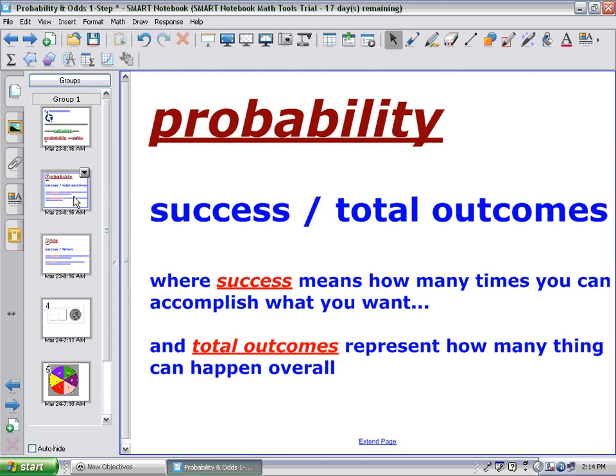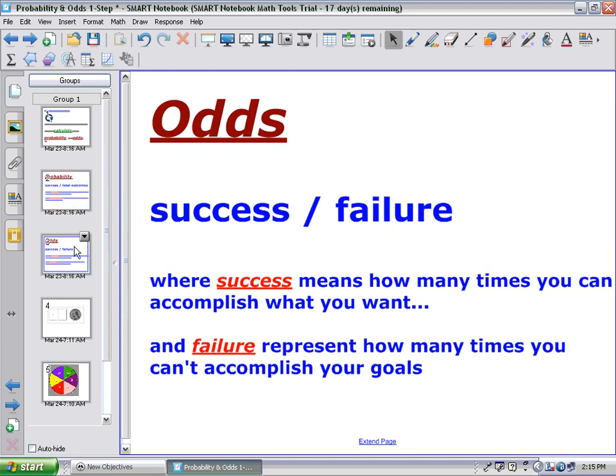And what these mean are the following. Success means how many times you can accomplish what you want, whereas the total outcomes represents how many things can happen overall. What are my total outcomes? By definition, odds, the numerator is success, the same as probability, but the denominator is totally different. It's failure. Success still means the same thing. How many times can you accomplish what you want? But the failure term represents how many times you can't accomplish your goals.